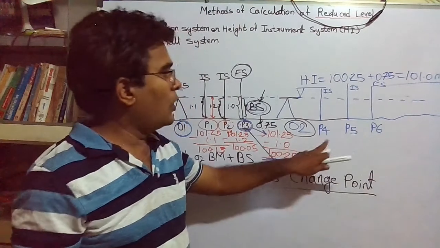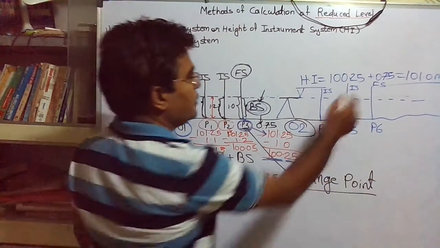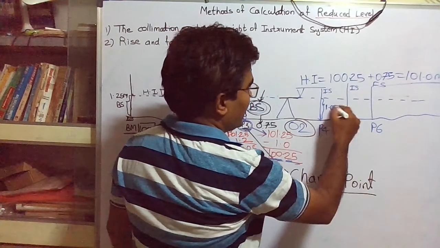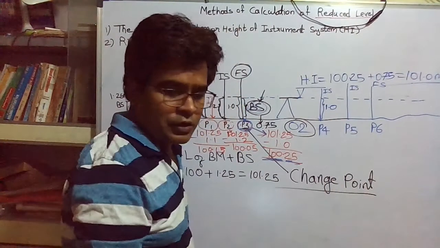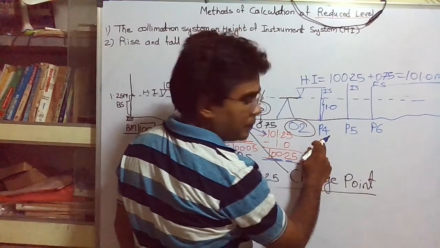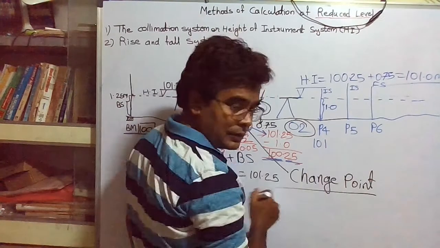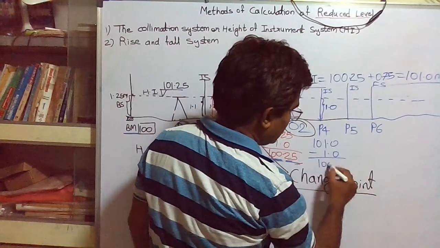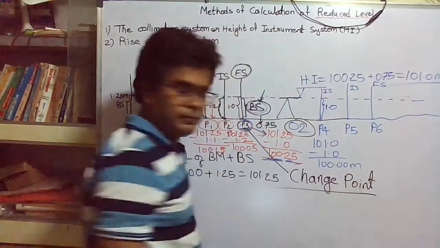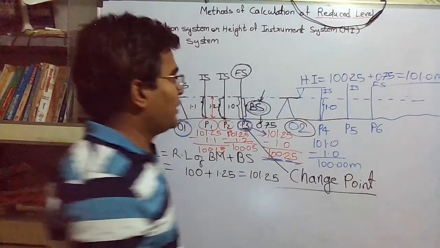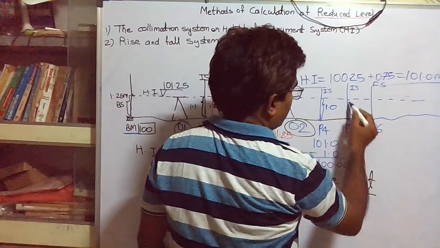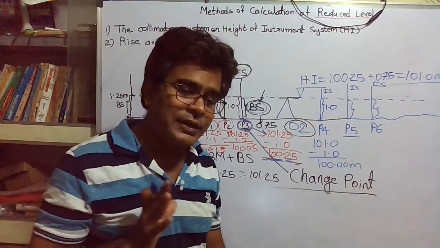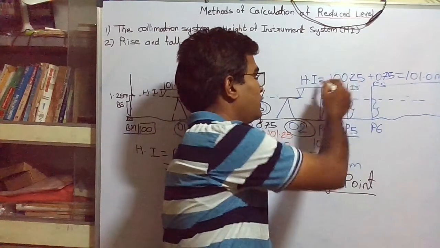Okay, so what is the RL of point P4? What is the HI here? HI is 101, and suppose the intermediate reading here is 1.0 meter. So what is the RL of point P4? 101.0 minus 1.0, that is 100.0 meter. Similarly, you can find out the RL of point P5 and point P6 just by subtracting the staff reading from the height of instrument.